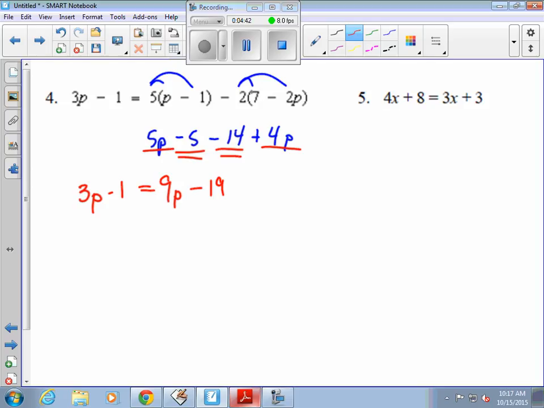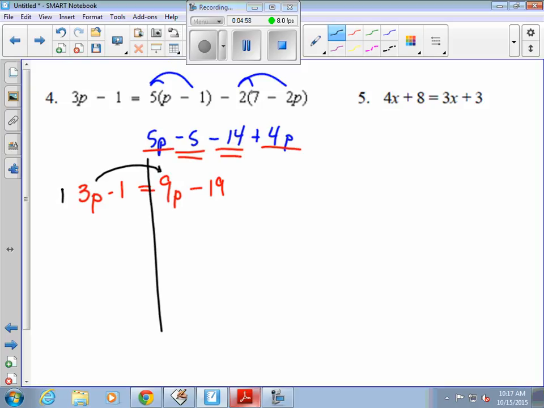At this point, you have variables on both sides. This is where we started this week, variables on both sides. You need to make sure to collect all of your p's on the same side. 3p is smaller than 9p, so we'll bring that one over. If you went the other way, it still could come out right. Just make sure to check the answer.